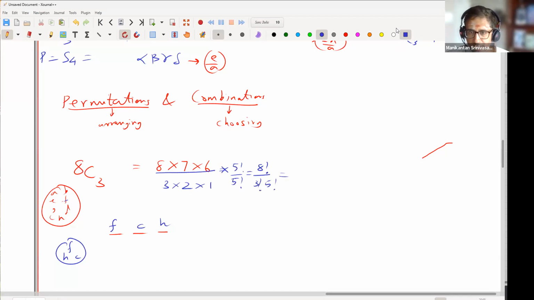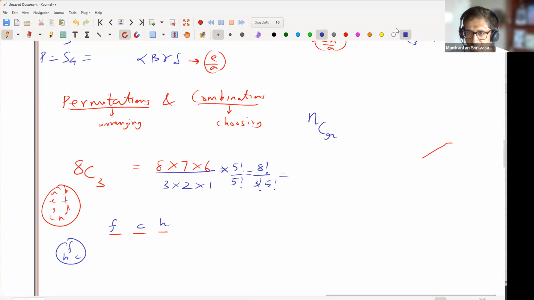Therefore it just becomes this, right? Or more generally, if I have n choose r, for writing it conveniently, it becomes n factorial upon r factorial times n minus r factorial.